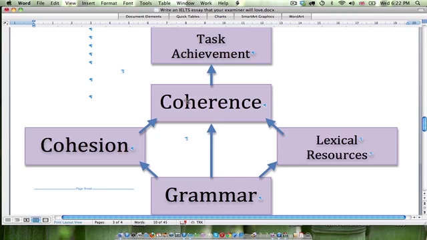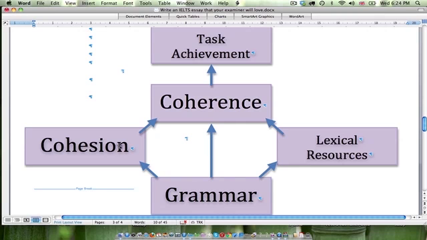Okay, so as you can see, the grammar does lead to problems with task achievement, but it tends to sort of go through a breakdown of these other skills. Now, the skills don't work in reverse. So for example, a student cannot be extremely coherent yet have weak grammar. That just doesn't happen. It has to come this direction. The grammar has to be there, and then these other sections are there.